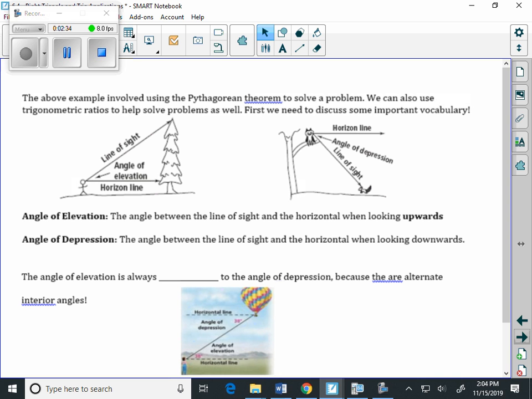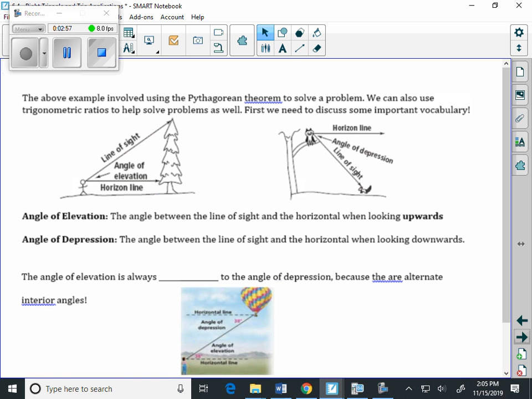And there's two types of angles that we deal with in the application problems. They're called angles of elevation and angles of depression. If you're elevating, what's happening is you're going upward. So you're looking upward for an angle of elevation. And depression then is going to be the opposite of that. We're going to be looking downward.